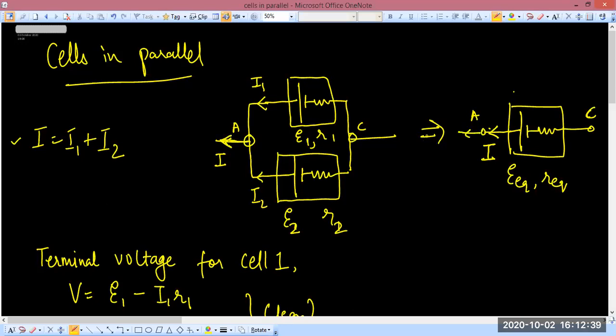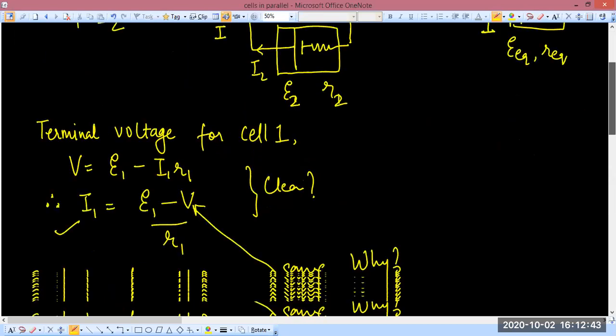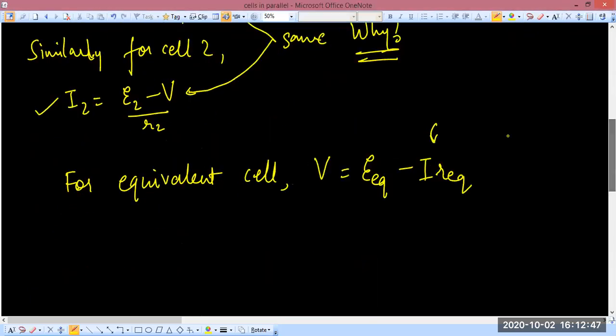I hope that is clear, right? Okay, so just like we did it for I1 and I2, based on this we can also write I is equal to epsilon equivalent minus V and the whole divided by R equivalent. Clear?